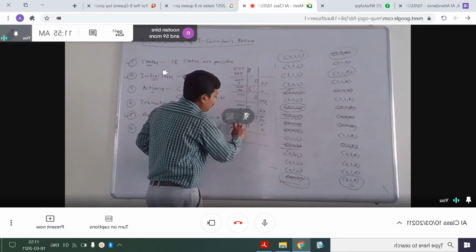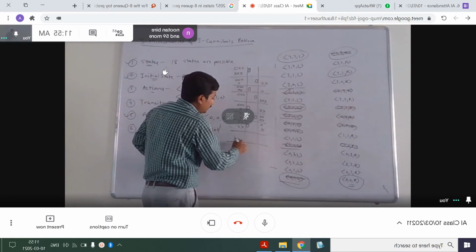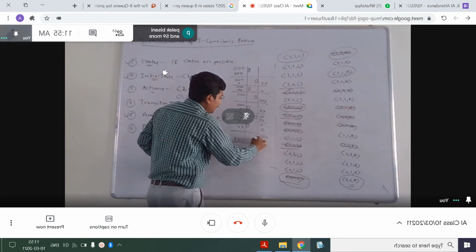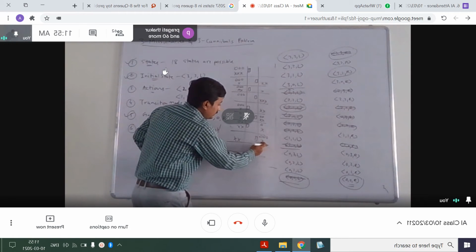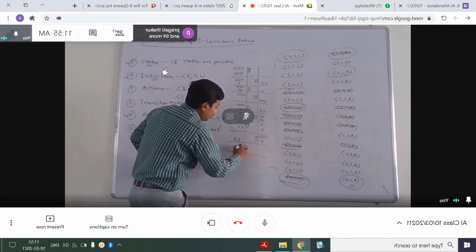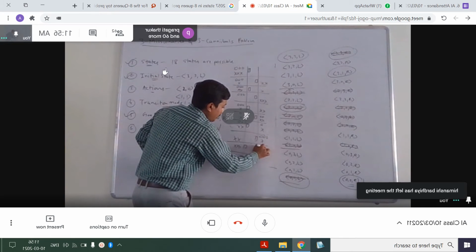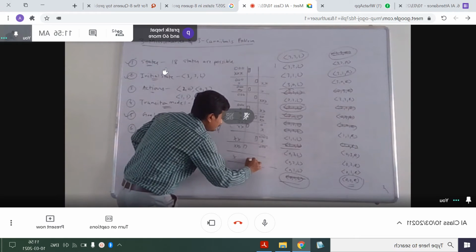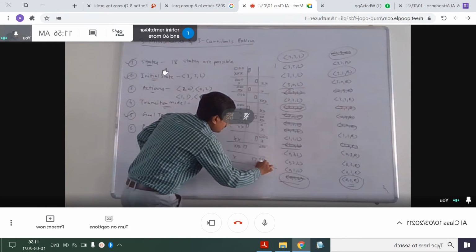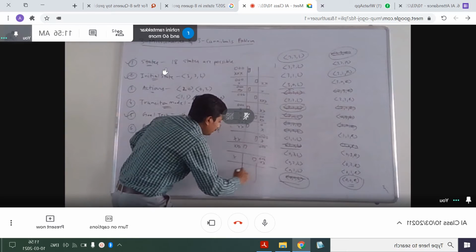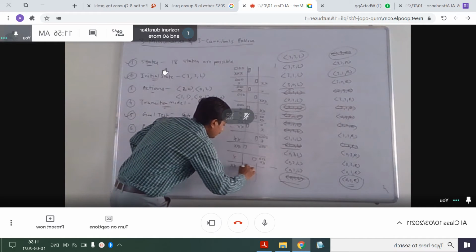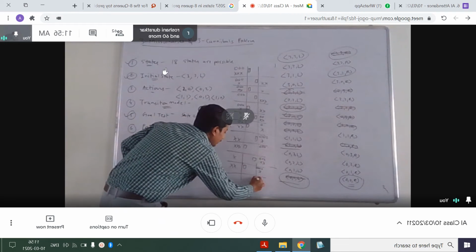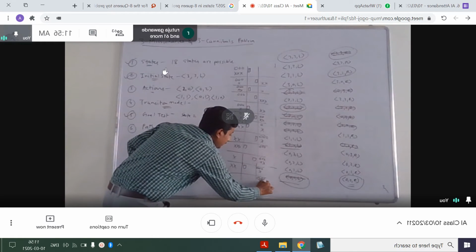Now 2 missionaries will travel. So they are more in number, so they are safe. Now this cannibal will bring the boat to this side. Now 2 will go there, and 1 will bring the boat back. And finally these 2 will travel. So we have the final state.